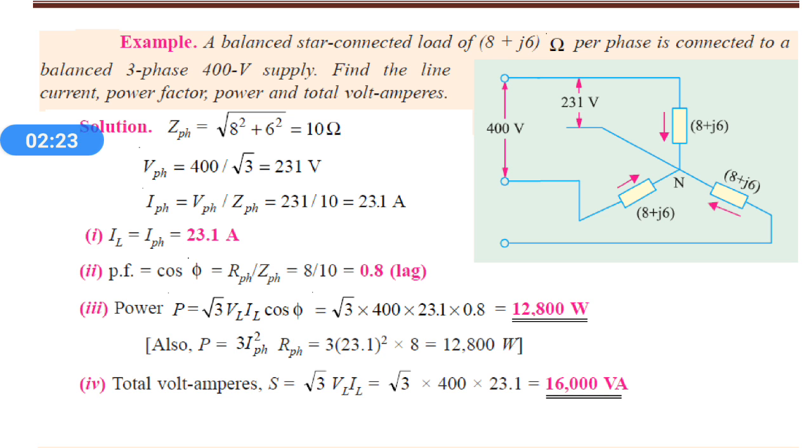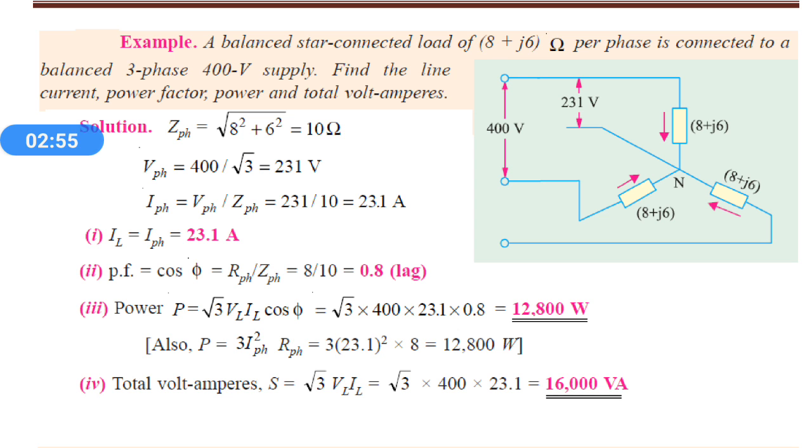Now the line voltage is given, that is 400 volt. So we can convert it into phase voltage. V phase equals VL by root 3, that is 400 by root 3. The answer is 231 volt. All the values here are rounded. So 231 volt.